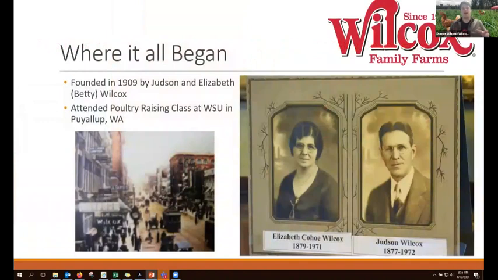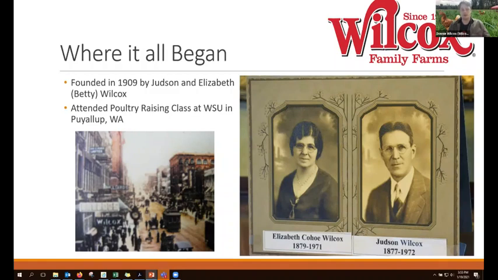First of all, just to give you some background, our primary farm at Wilcox Farms is in Roy, Washington. It's 60 miles or so south of Seattle. We were founded in 1909 by my great-great-grandfather Judson.